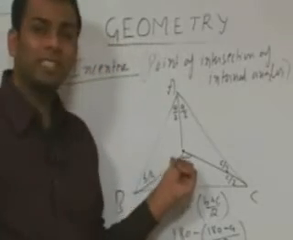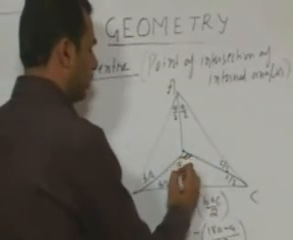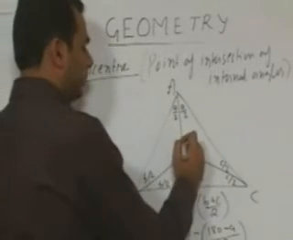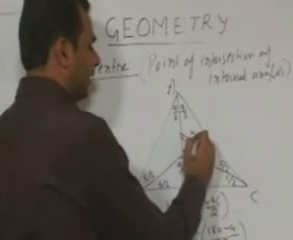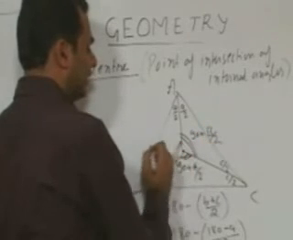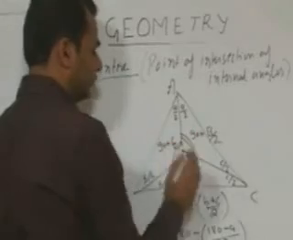So you can remember this as a result, in fact, that this angle opposite to A is always equal to 90 plus A by 2. Similarly, opposite to B, this particular angle is 90 plus B by 2, and this particular angle is 90 plus C by 2.